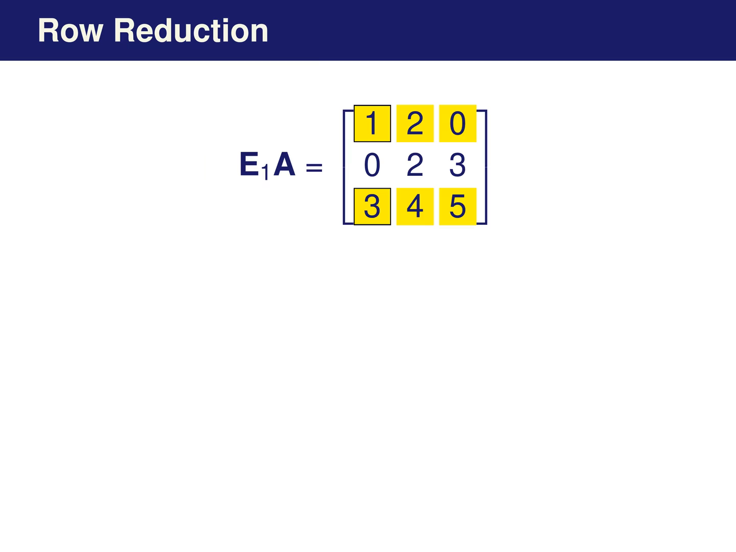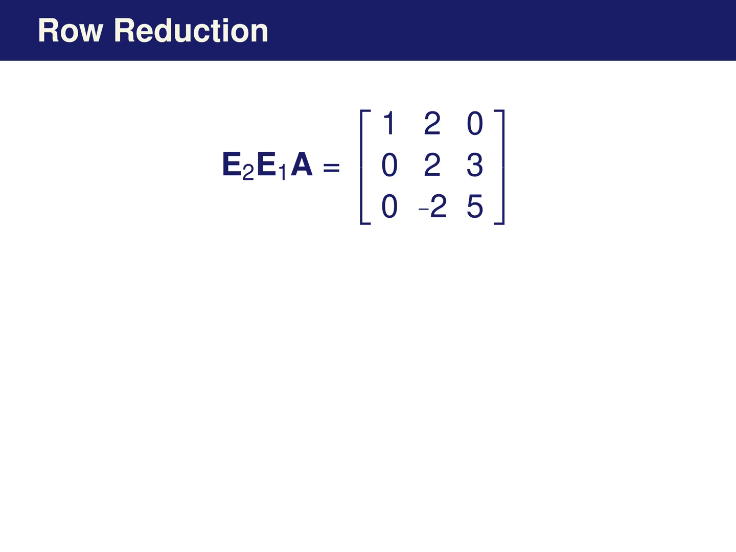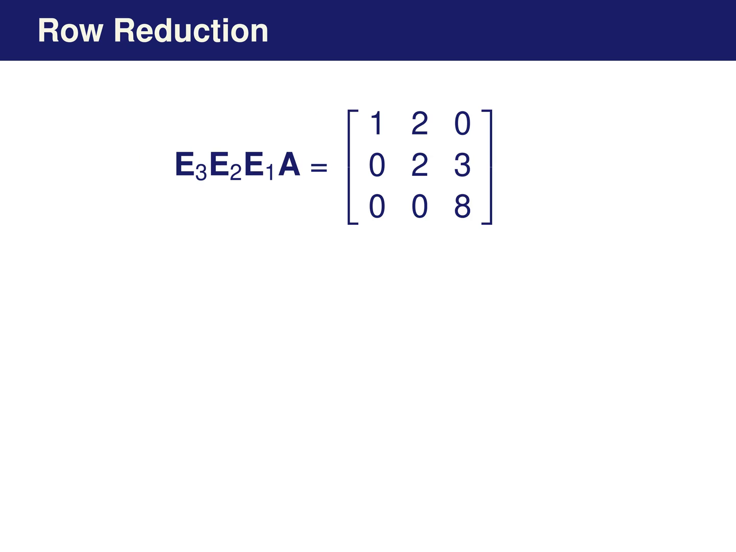Now, we need to zero out the bottom element in the first column. We apply an elementary matrix, which adds -3 times the first row to the third row, and this is the resultant intermediate matrix. We now move to the second pivot. To zero out the bottom element, we apply an elementary operator which adds the second row to the third row. The matrix is now in row echelon form, which for square matrices, is an upper triangular matrix.